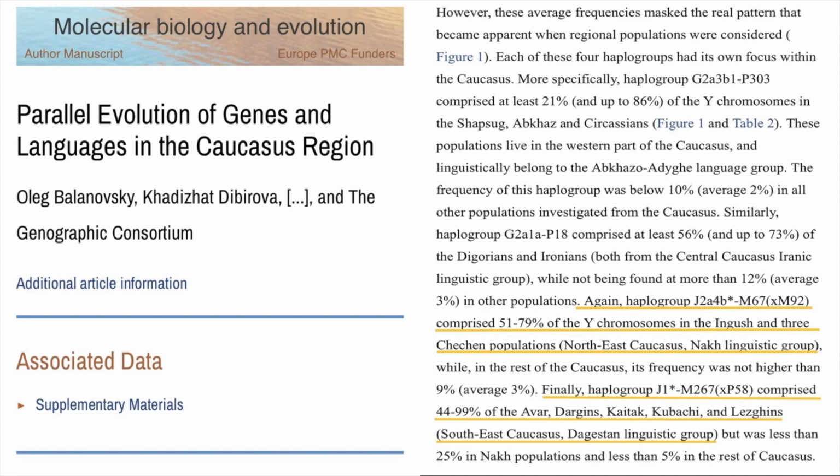Finally, haplogroup J1*M267 comprises 44 through 99% of the Avar, Dargins, and I'm just going to name some of them, Lezgians, Southeast Caucasus Dagestan linguistic group. So basically, NAC Dagestan people have the highest forms of haplogroup J that we see in the Caucasus, and these are Northeast Caucasian populations. Again, interestingly enough, these Caucasian populations are linked to the Hurrians, being, as I said, perhaps the purest form that we will find of a Hurrian in the Caucasus.